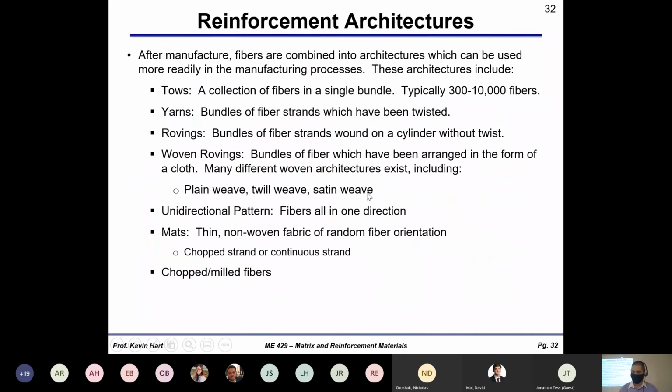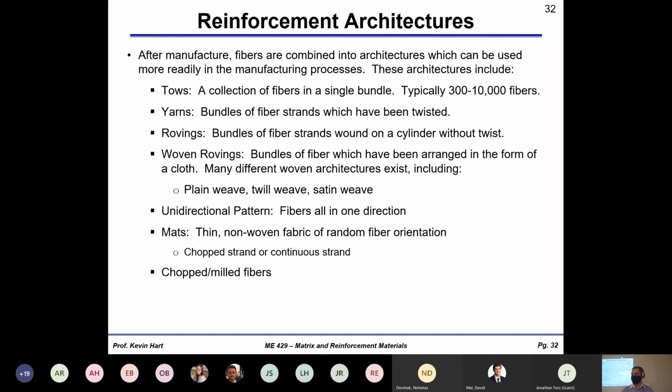Now, we've talked about these individual fibers, but most of the time, fibers don't exist in composites as individual strands. Usually they're woven into some architecture, like my clothing, for instance. My shirt is a woven cloth, an over-under pattern of these individual fibers. So after manufacture of these individual fibers, it's typically woven into some architecture. And these architectures and their names have very specific meanings in the world of fabrics and textiles, so we need to go over those very specific definitions first.